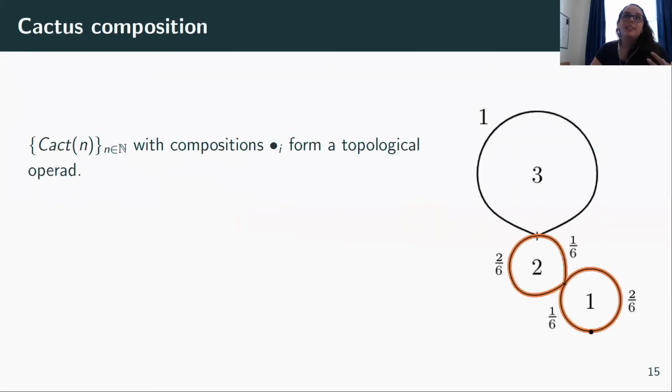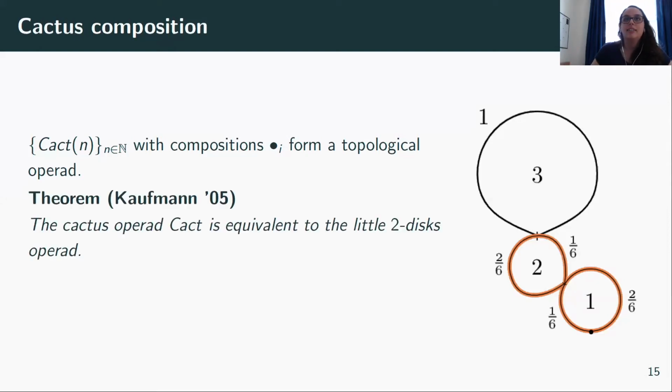It's a result that cacti not normalized, with this composition that messes up the size of the lobes, define a very good topological operad. Everything is associative, everything is well behaved. And actually it's a result that this is equivalent to the little disk operad. So here you go, one of the ideas of having nice CW models to work with. Here you go, that's something we have.